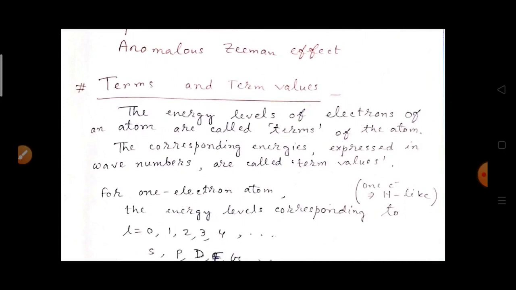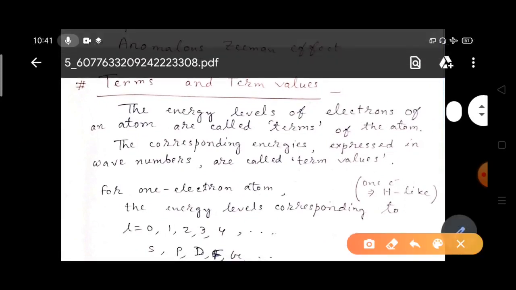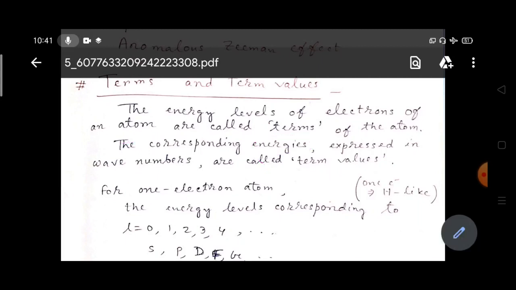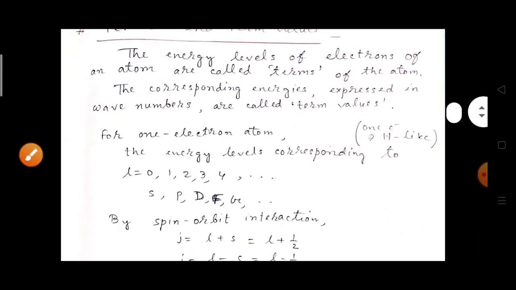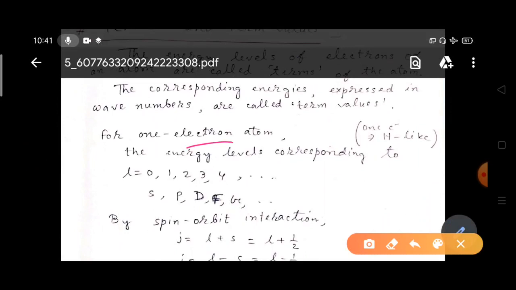So the term means the energy levels of the electrons of an atom are called terms of the atom, and the corresponding energies expressed in wave numbers are called term values. So suppose one electron atom, basically like a hydrogen-like atom, which has one electron in the outermost shell.